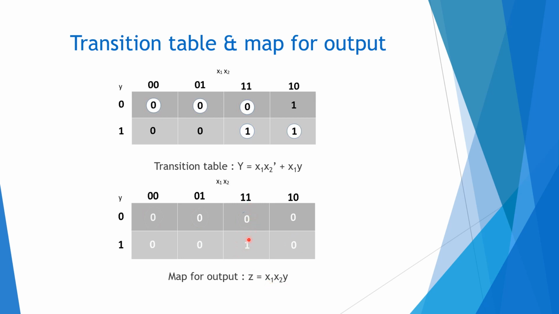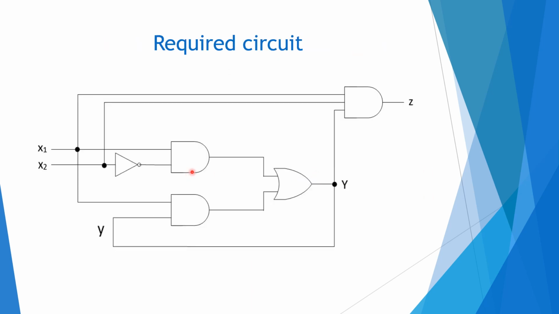So that is this variable. So here this is x1 x2 y, and earlier for y we have generated from here, we have merged these two ones according to the K-map rule. So that is x1 x2 bar plus x1 y, and this is the required circuit. So according to the Boolean expression we have generated the circuit. So this is the required circuit.